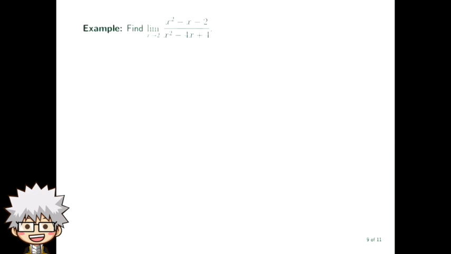Another example. Let's find the limit as x approaches 2 of x squared minus x minus 2 divided by x squared minus 4x plus 4. Now before we begin, let's look at the numerator and denominator separately. Note that the value of the numerator at x equals 2 is 4 minus 2 minus 2, or 0, and the value of the denominator at 2 is 4 minus 8 plus 4, which is also 0. So this is yet another example where the numerator and denominator both approach 0. So let's simplify this function by factoring the numerator and denominator.